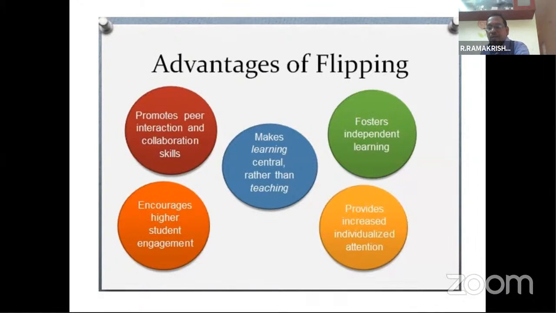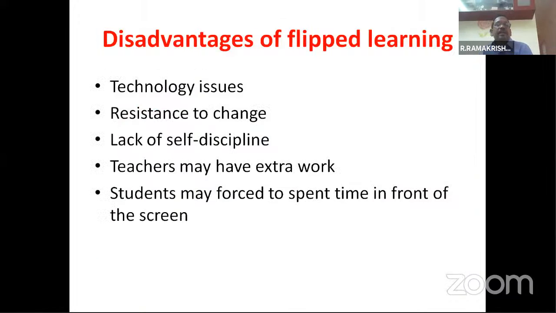Though it has its own merits, it also has some limitations, which will be discussed in the subsequent slides. The first is the technological issue, which is one of the major drawbacks of using this system. Then resistance to change. Some teachers do not favor changing their teaching methodology. That is why it does not have much significance.